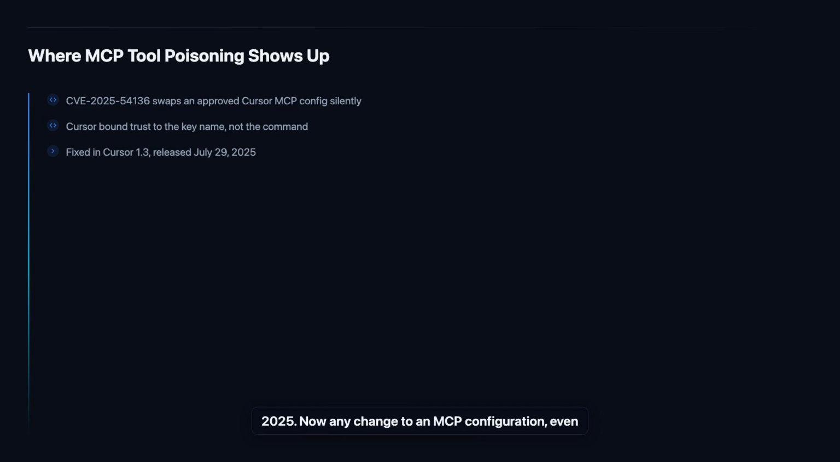Now any change to an MCP configuration, even adding a single space, triggers a mandatory reapproval prompt. Upgrading past 1.2.4 is the direct fix for this specific flaw. Beyond patching, we pin tool descriptions, diff them on each update, and require human reapproval whenever a description or config changes. Disabling silent auto-approve closes the gap that made both the Invariant attack and MCPoison practical.